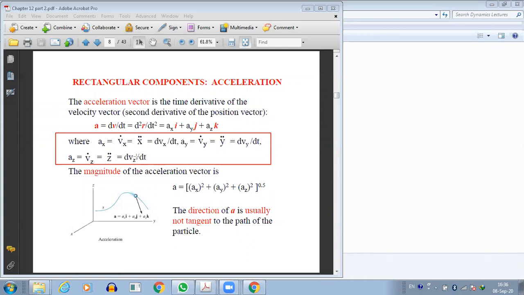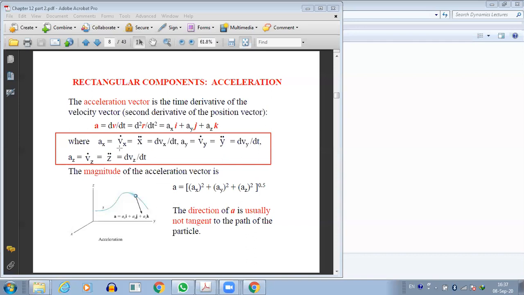You should remember it. They are different representations, but in this book they have used them interchangeably. Sometimes they use ax, sometimes they use x double dot, sometimes they use vx dot. But don't get confused asking, doctor, what is vx dot? You should know that these things are the same. If you don't know these symbols and their representations, then just memorize them. These things are the same.